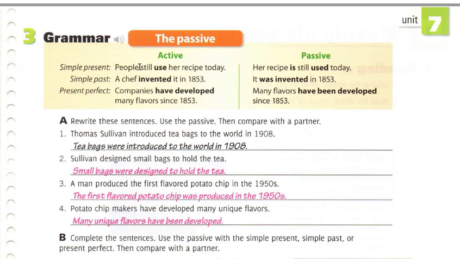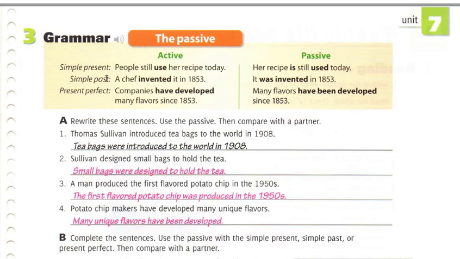Okay, example sentences. For simple present, active: People still use her recipe today. And passive: Her recipe is still used today. So if you notice, we have the -ed at the end for passive, which is the case for all three of them, except for simple present and active.